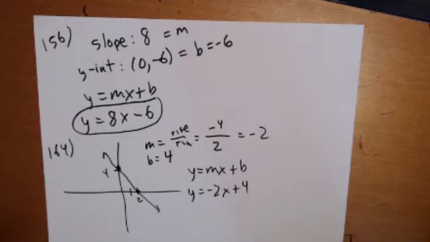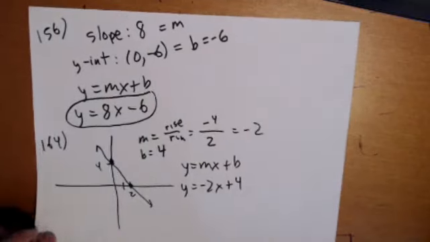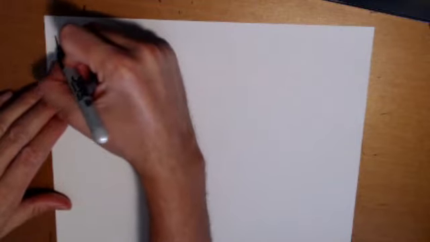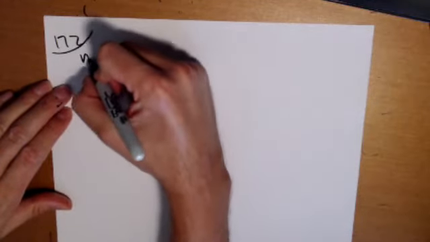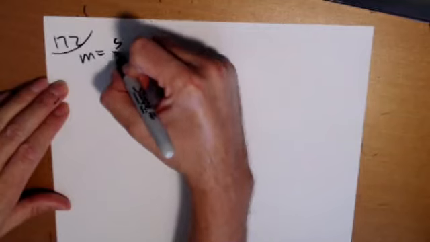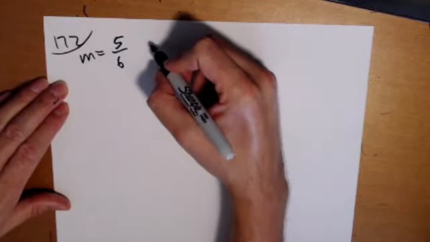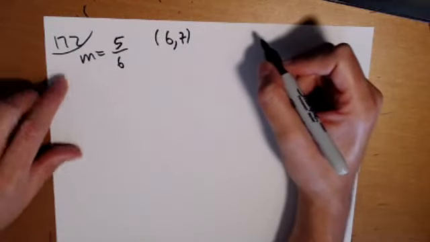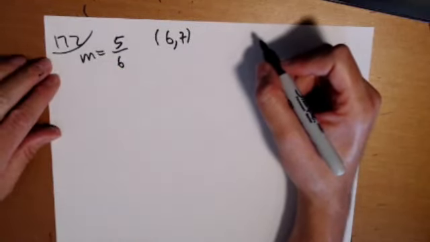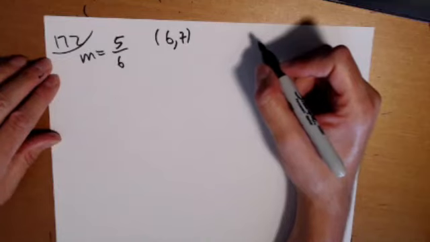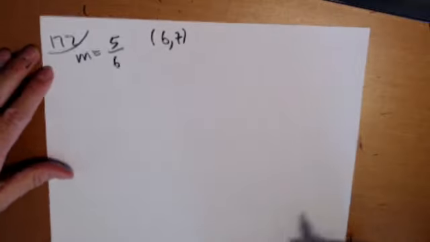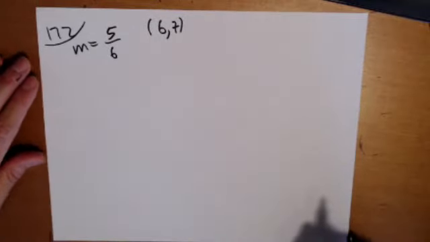Okay. Now things are going to get real. 172. I'll need a clean piece of paper for 172. M equals 5/6, and they give us the point 6, 7. Find the equation of the line with the given slope containing the given point. Write it in slope-intercept form. Okay, now it's gotten real.